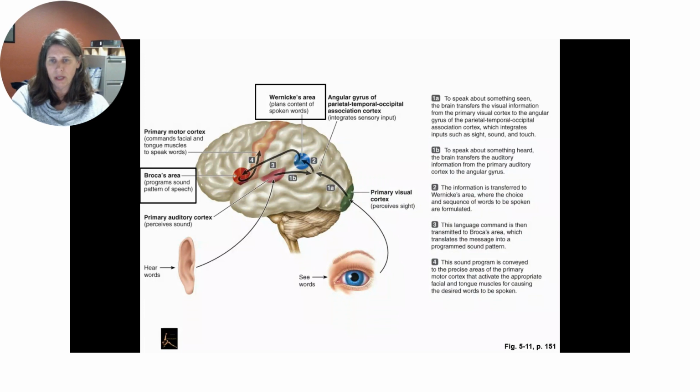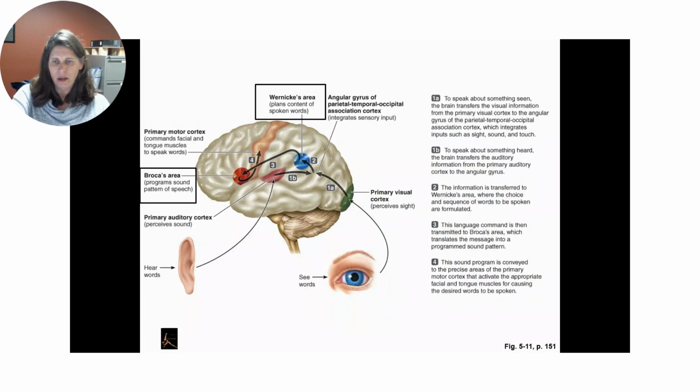Wernicke's area is one here, highlighted in the blue, and it's located only on the left cerebral cortex, but it's at a juncture of the parietal, temporal, and occipital lobes. So it's not its own little area. It's a little bit of the parietal, a little bit of the temporal, and a little bit of the occipital lobe. Okay, so again, this is concerned with language comprehension.